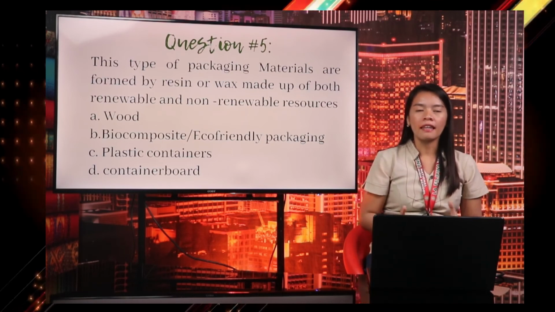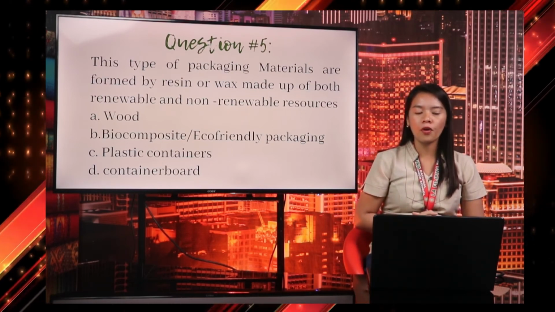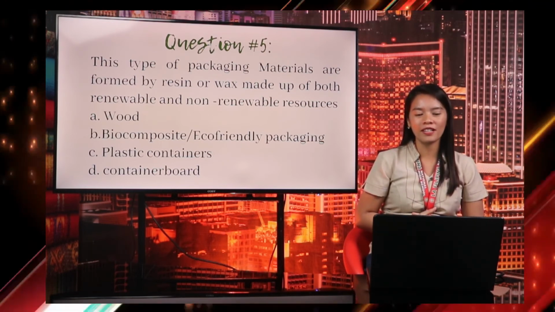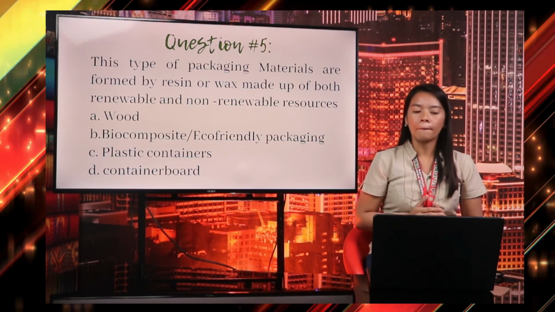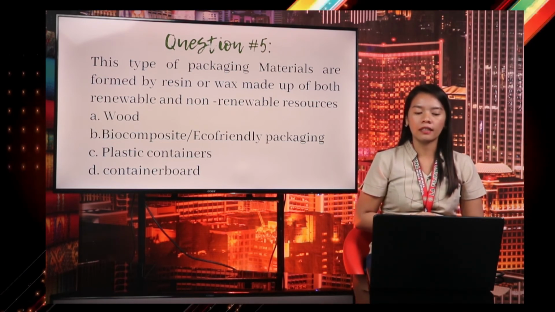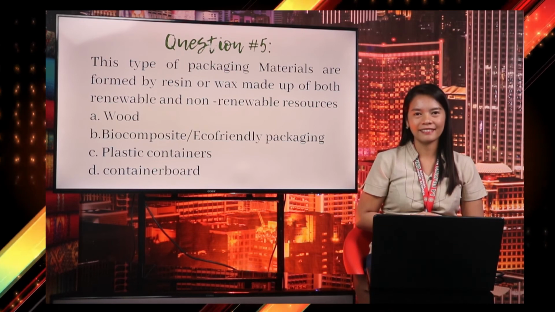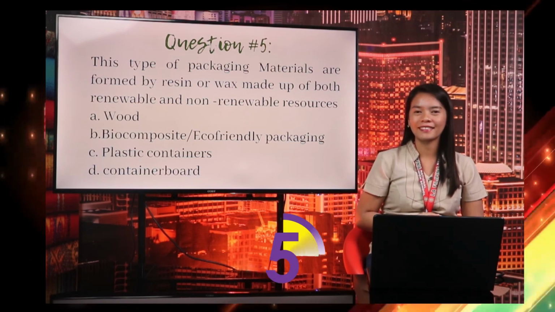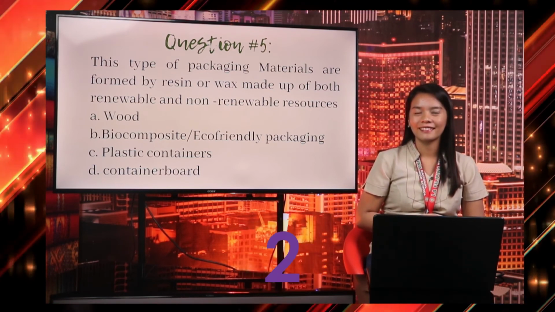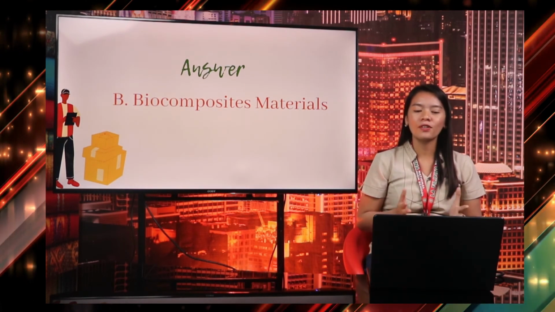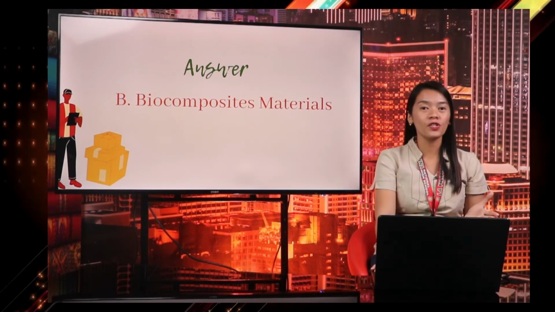Last item. This type of packaging material is formed by resin or wax, made up of both renewable and non-renewable resources. A. Wood. B. Biocomposite, for example, the eco-friendly packaging. C. Plastic containers. D. Container board. Your time starts now. Let's reveal the answer. B. Biocomposite material.